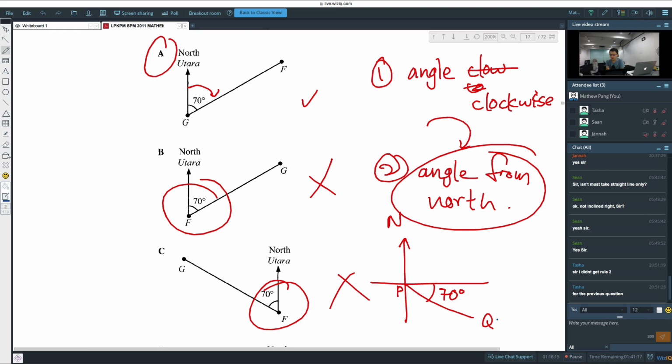So that means if you want to know the angle of Q from P, you must rotate clockwise from the north until here. So it should be 160. It cannot be 70 only, because 70 degrees is not from the north. Do I answer your question, Tasha?